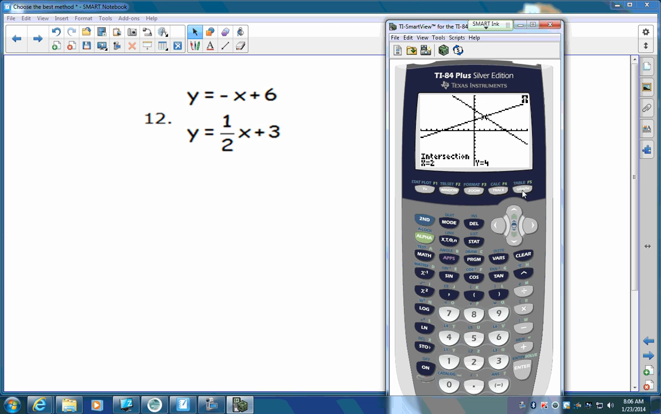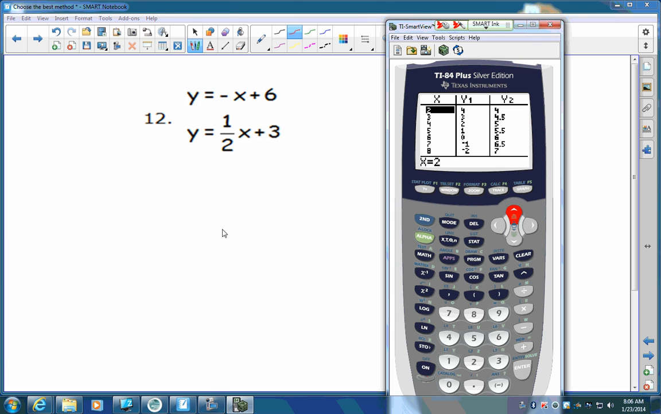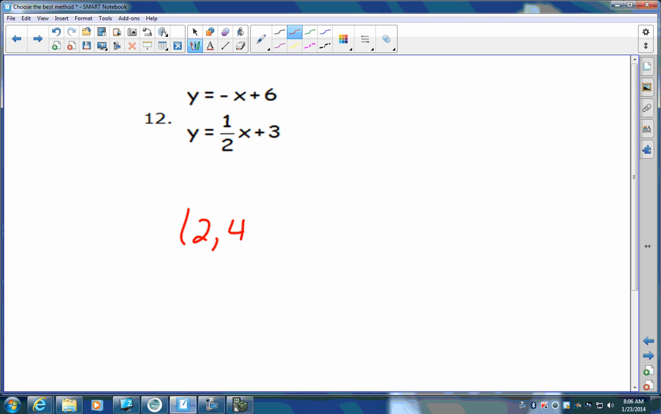If you look in your table, it should say 2, 4, 4. Right there. So your answer is 2, 4. If it asked you how you did it, you could say calculator. I'd be okay if you just told me that for how you did your work.